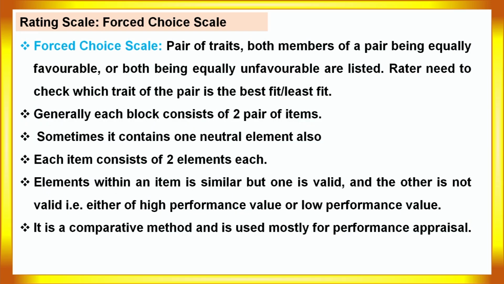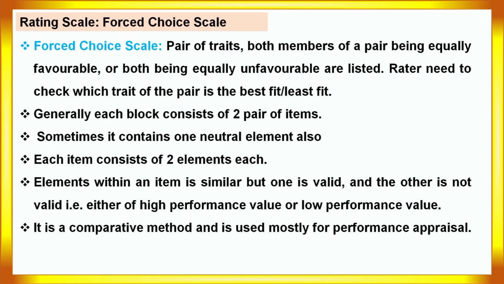The next type of attitude scale is the forced choice scale. So, what happens in case of the forced choice scale? Generally the forced choice scale is comprised of pairs of traits, and these traits are designed in a certain way. Both members of a pair will be equally favorable and equally unfavorable. So, that is listed.